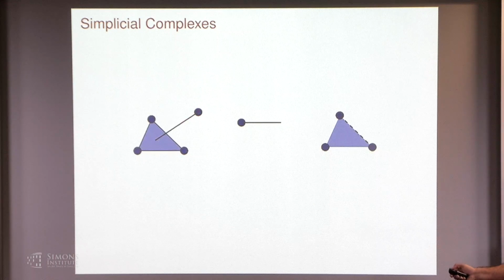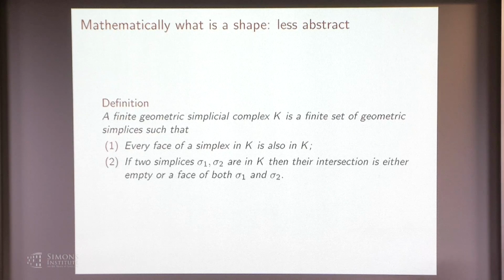You can't just take this and stick it in the middle. That's not allowed. I can't delete a node, and I can't delete an edge. So these are examples of simplicial complexes. So my less abstract definition of a shape is going to be a simplicial complex. And I showed you that's my mesh, that's my data.